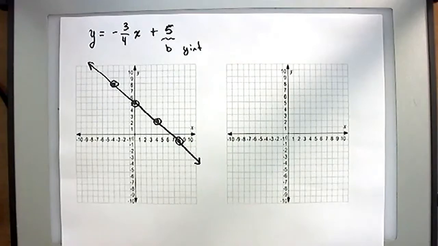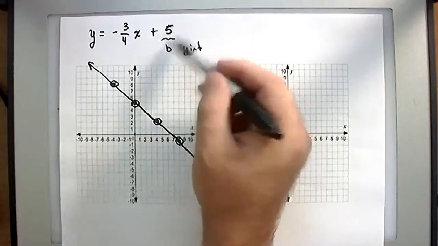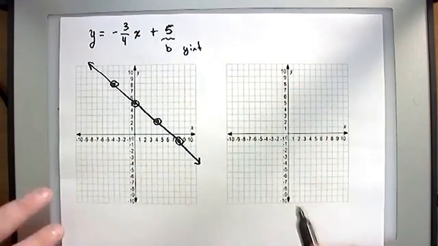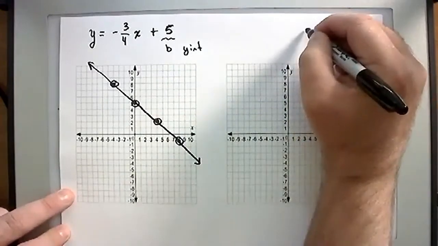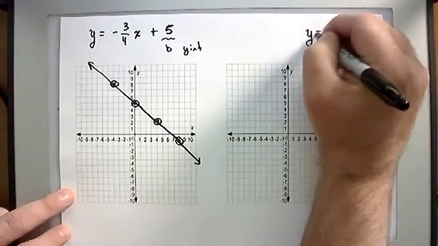So fractions are sort of the weakness here. If the y-intercept is not a clean number, it makes it a real pain. So that's y equals mx plus b. What if, let's say, you got something kind of like this on the test?